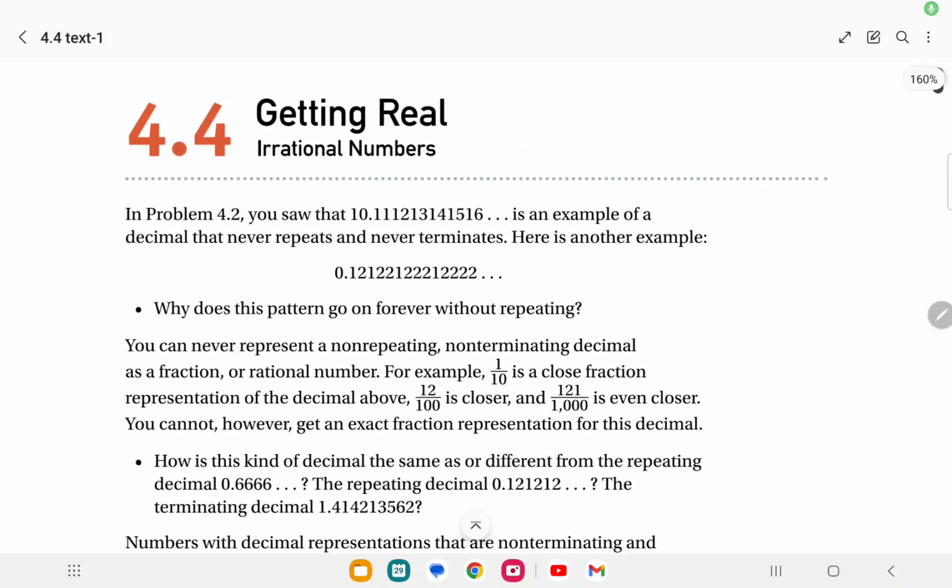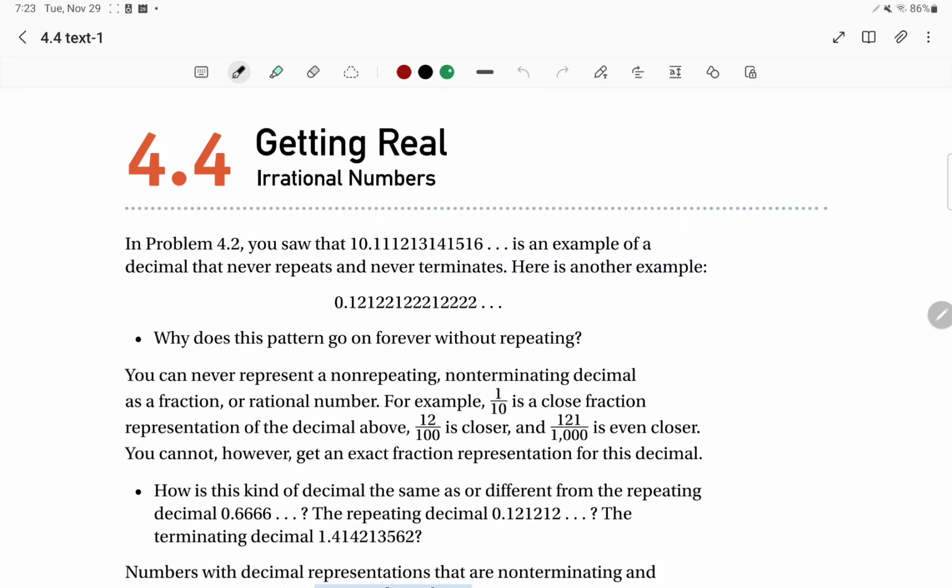In this video, we're going to be taking a look at 4.4, getting real with irrational numbers. So far, we've looked mostly at rational numbers. Here, we're going to be taking a look at irrational numbers. We've looked at irrational numbers a little bit, but we never really discussed them. We've only said that they are not repeating and not terminating decimals.